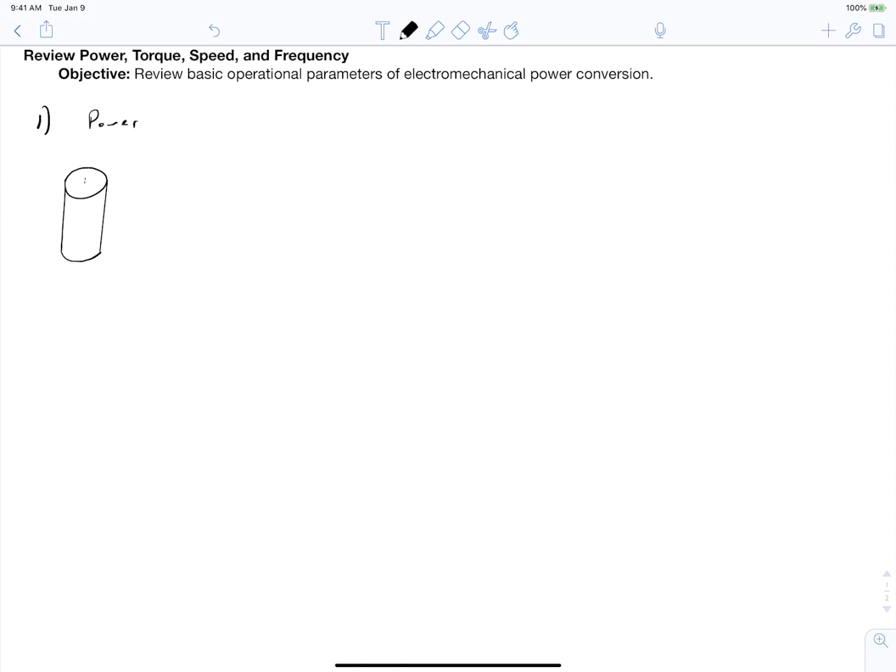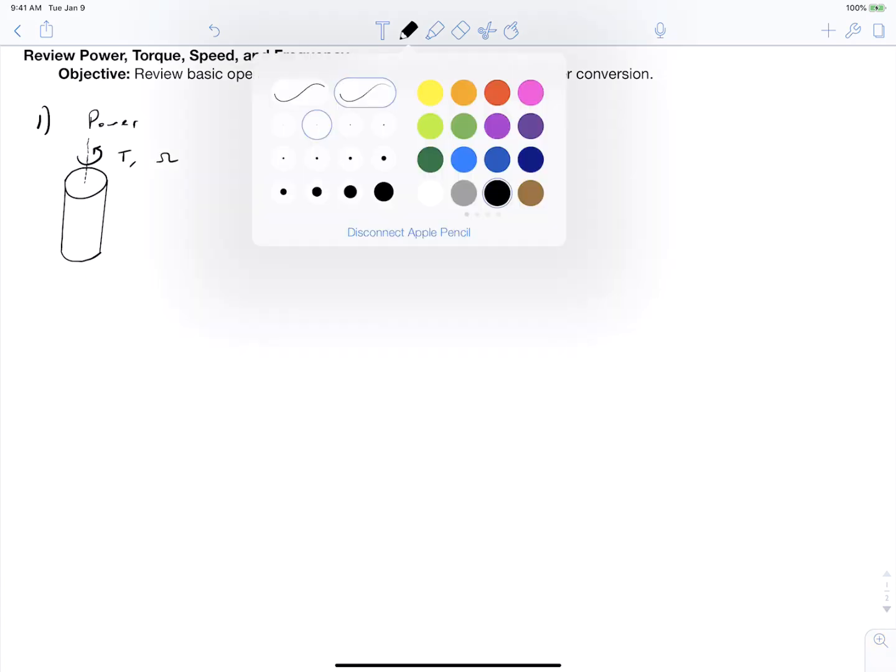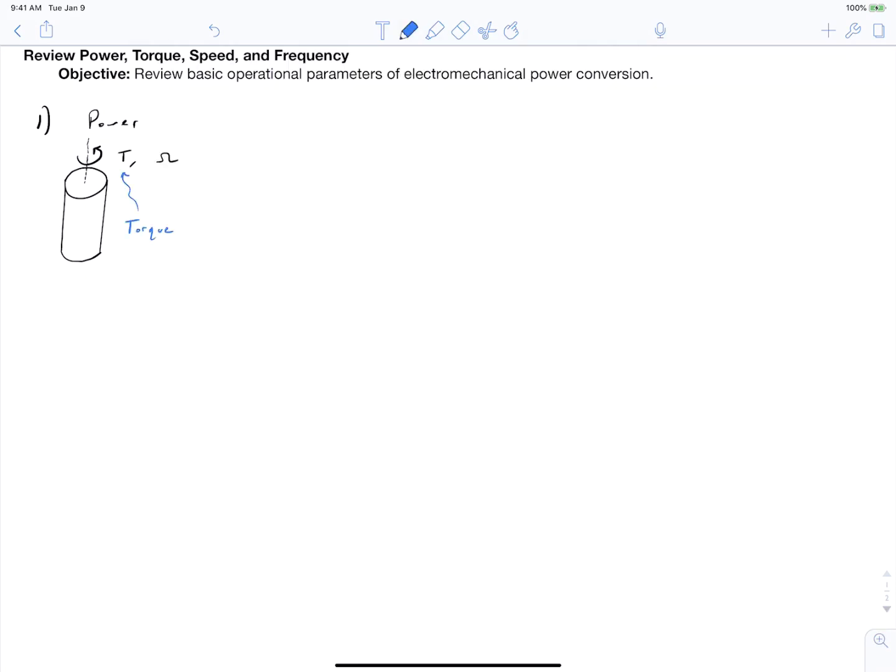Suppose you have the following shaft, and it's rotating about its axis in the counterclockwise direction, and there's a torque. Torque for our class is in units of Newton meters, and we define it so that it is positive when it is acting in the counterclockwise direction. We refer to the rotational speed of our shaft as the mechanical speed to differentiate it from electrical speed or electrical frequency, which pertains to our voltages and currents.